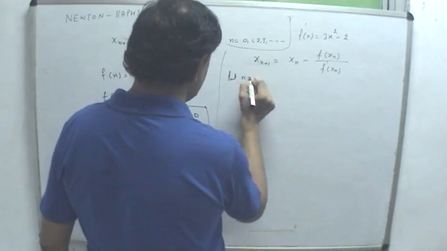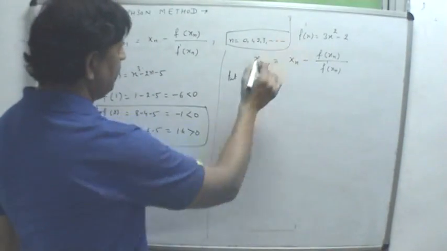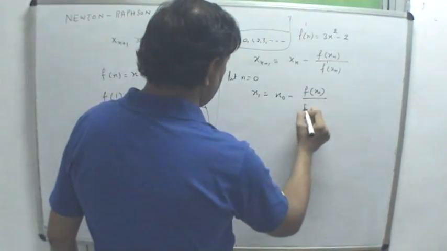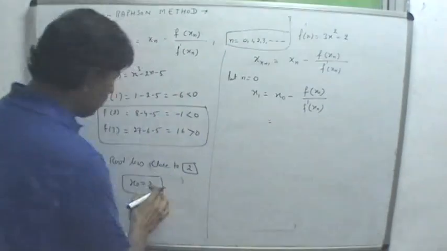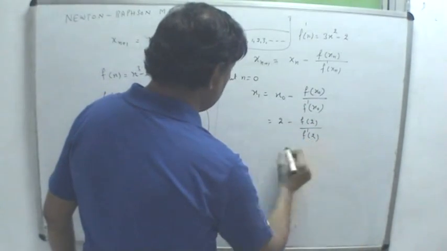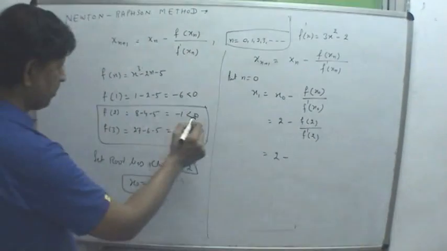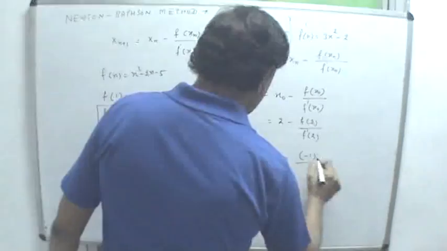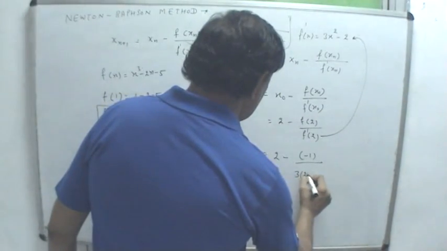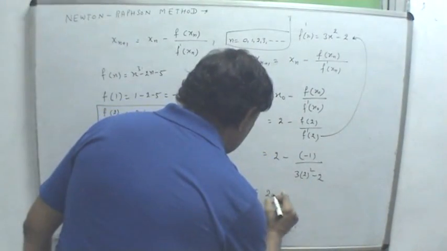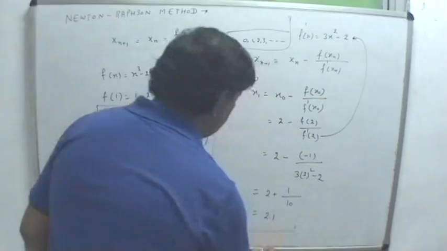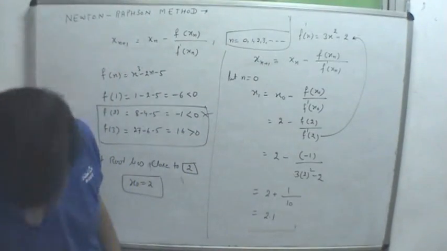Here we start, now put n is equal to 0. By putting the values of n, we get x1 is equal to x0 minus f of x0 divided by f dash x0. x0 we have considered as 2, so that is equal to 2 minus f of 2 divided by f dash 2. f of 2 we have calculated here, that is minus 1, and f dash 2 will come from this equation, that is 3 into 2 square minus 2, that is 10. So it is 2 plus 1 by 10, that is equal to 2.1. It is the first value of the root.